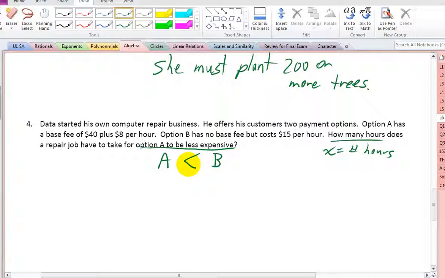Okay. So option A is a fee of 40 plus $8 per hour. So 8x plus 40. Yup, exactly. Now you can go 40 plus 8x. I don't mind that, right? I tried to trick you up. And the other one's just 15x. Okay, solve for x. Go ahead.